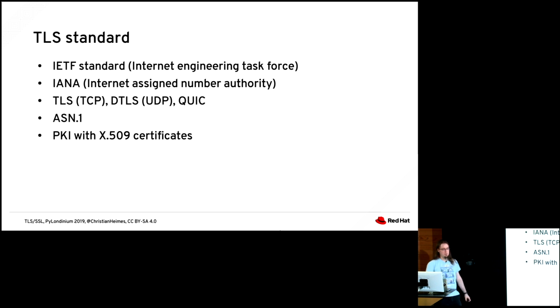Well, the IETF has some standards for that. There are a couple of numbers assigned, and the IANA, there are different standards. I only talk about actual TLS. There's also TLS over UDP, and there's something new coming up called QUIC, which is HTTP3. There's ASN.1, that's the standard for encoding data, like JSON 30 years ago. And there's this notorious public key infrastructure with X.509 certificates, which is a bit complicated, but again.